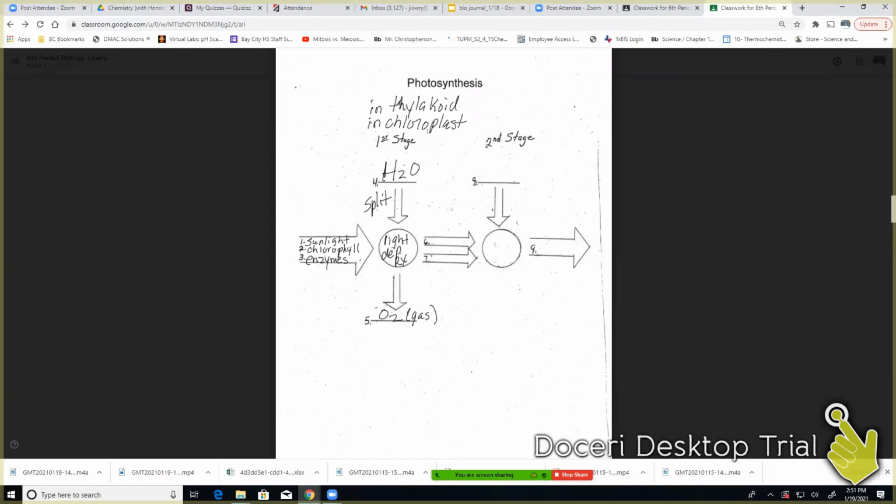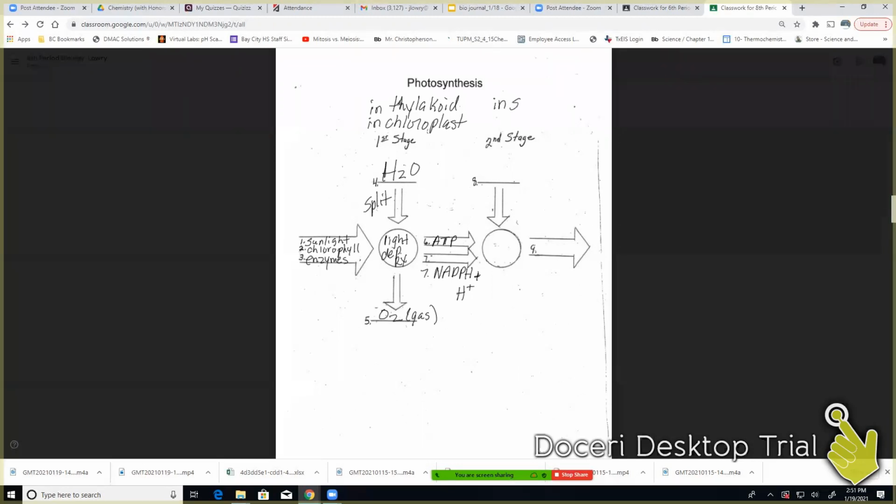So out of that, some ATP, which is for energy, is produced. And I'm going to make this down here because I can't write that small. NADPH plus H plus ions. H plus ions means it's lost an electron. And those are the electron carriers.